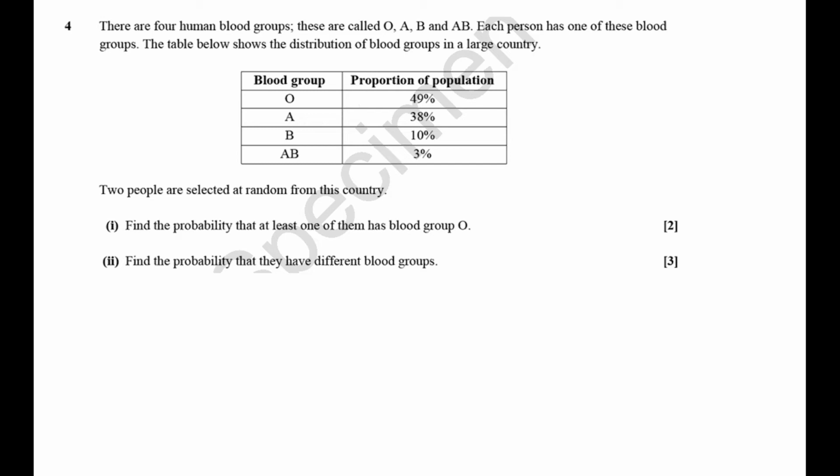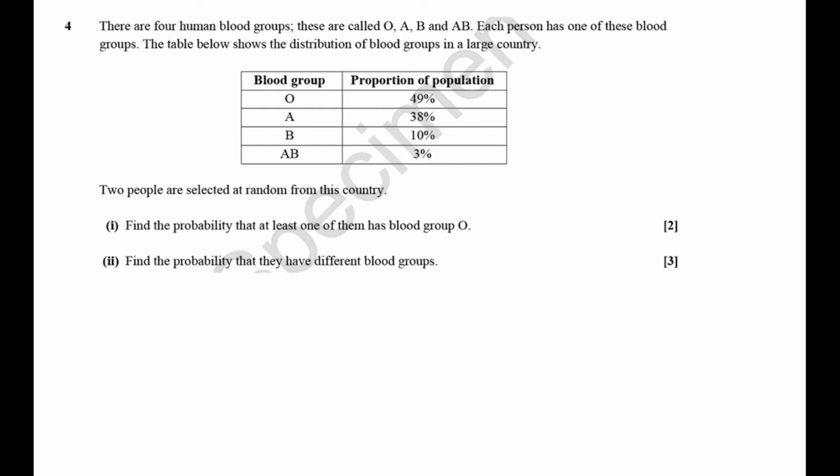Question 4. There are 4 human blood groups. They are O, A, B, and AB. Each person has one of these blood groups. The table below shows the distribution of blood groups in a large country. 2 people are selected at random from this country. Find the probability that at least one of them has blood group O.